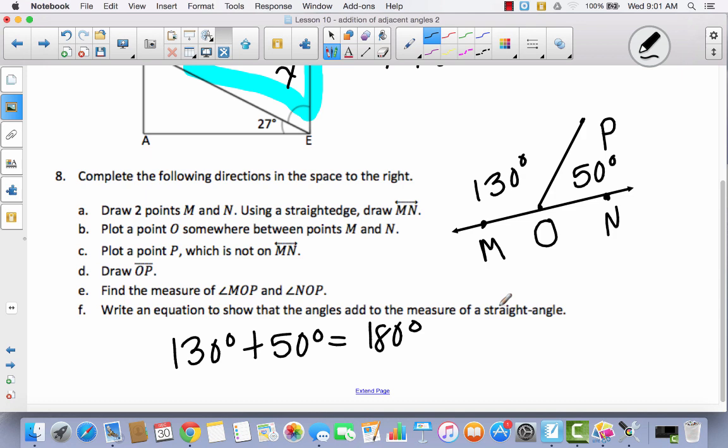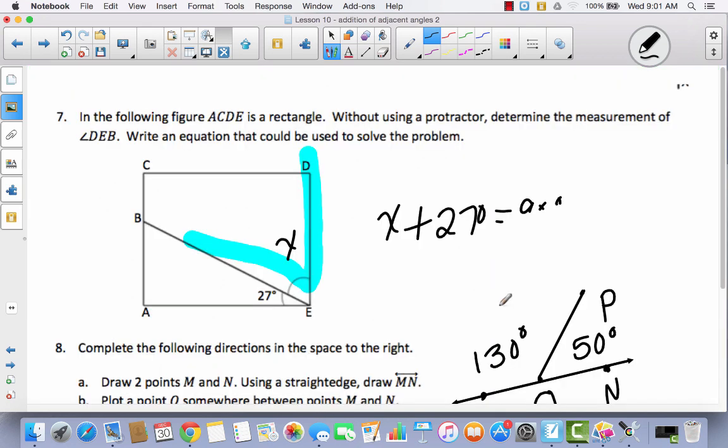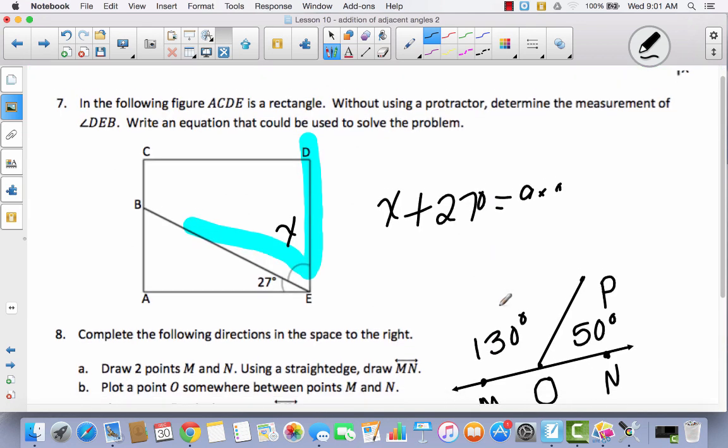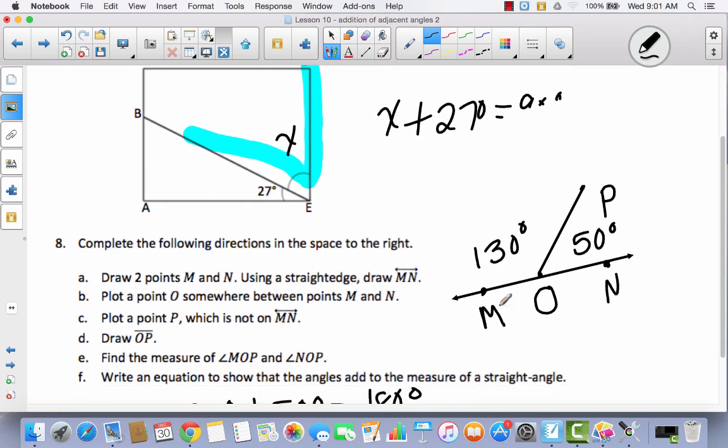Okay, so remember, today's lesson was all about finding the unknown angle, and there were two main angles that we used. We looked for straight angles because we know that the measurement of a straight angle is 180 degrees, and we could use that to find the unknown angle. Or we used right angles because we know that the value of a right angle is 90 degrees. So keep those in mind when you do your exit slip today.